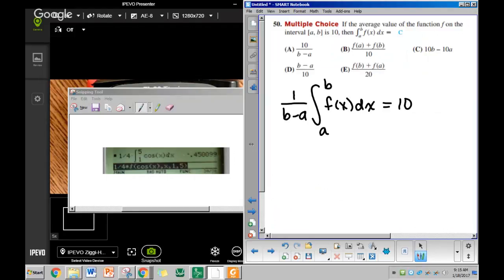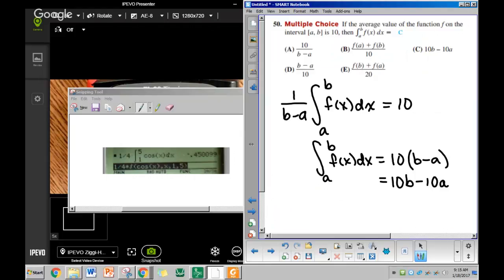Then we're just solving for the integral. So what are we gonna do? We're gonna say the integral from a to b of f of x dx is equal to 10 times what? We multiply both sides by b minus a. So this is 10b minus 10a. That's all we're doing, multiplying both sides by b minus a to get that.